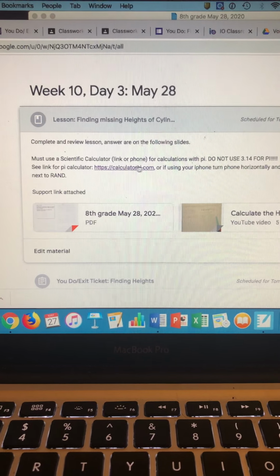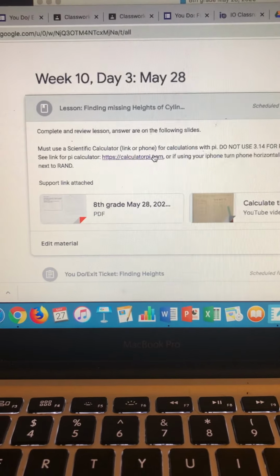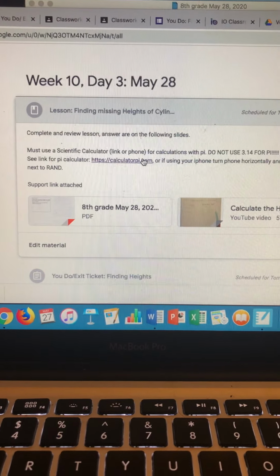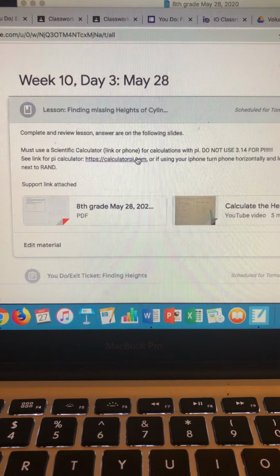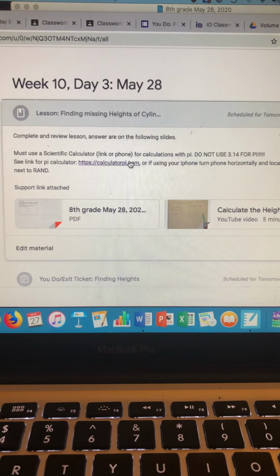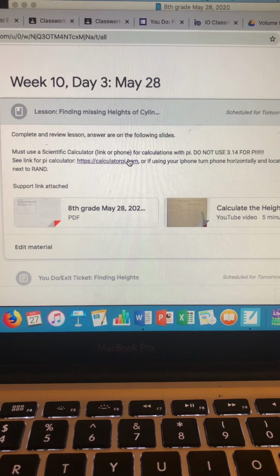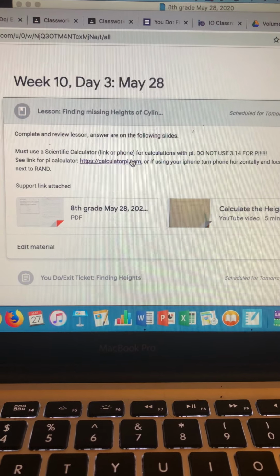And as a reminder, you must use a scientific calculator when working with these for pi. So the calculator link is there like I showed you the other day, or if you're using an iPhone, you can turn your phone horizontally and you'll see the pi key. It's located next to the key that says rand.